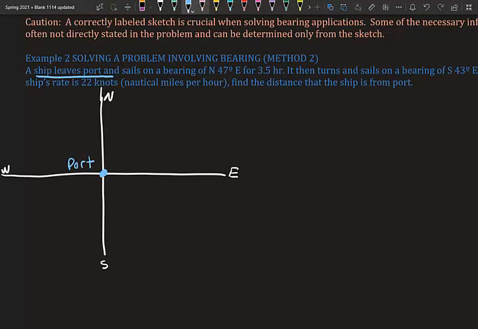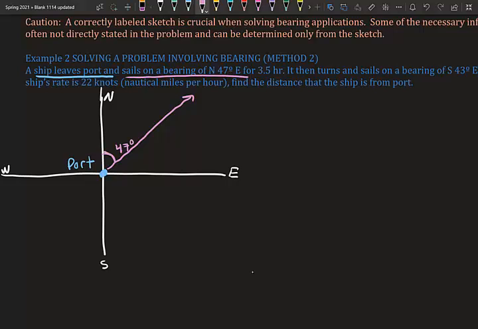It sails north 47 degrees east. So that means it sails northeast 47 degrees. So this way. So remember, 47 degrees, that comes off the bearing. So this is 47 degrees. And remember, the bearing is the northeast southwest.